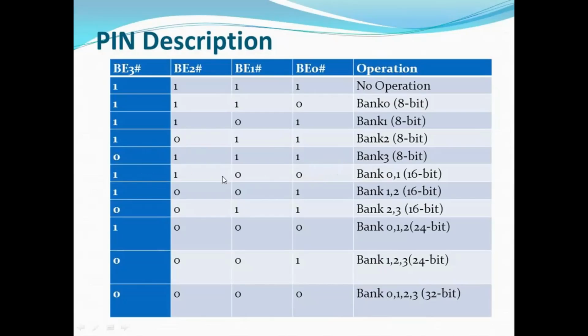BE1 and BE0 are 0 and BE3 and BE2 are active high. That means a 1.